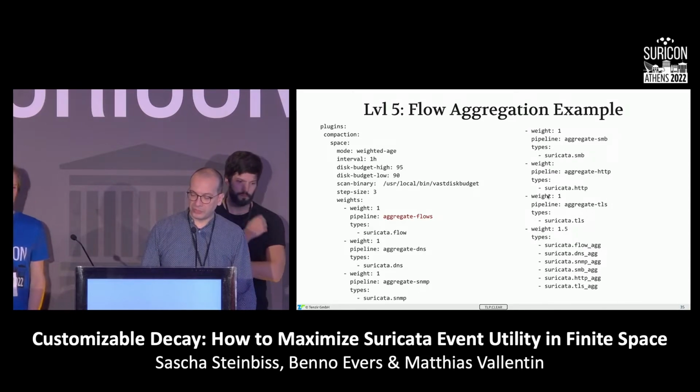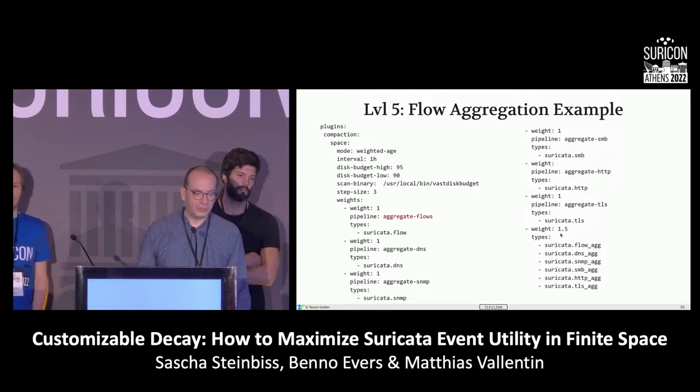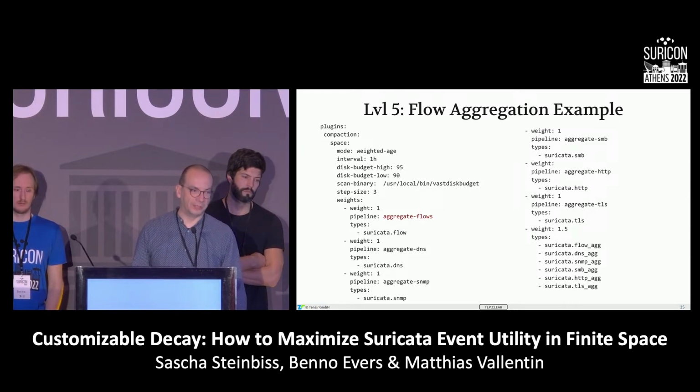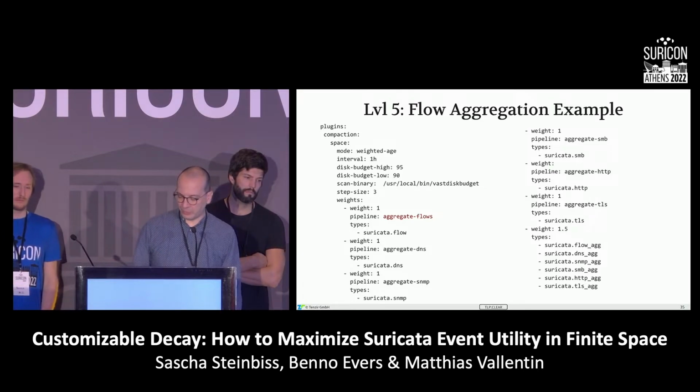In addition to the native Suricata types, we also need to define new types for the aggregates, and these are given a higher weight to signify that we want to keep these around for longer because they're going to be our more permanent storage. This already implies a little bit that there might be more than one level of compaction, but we'll return to that point later on.